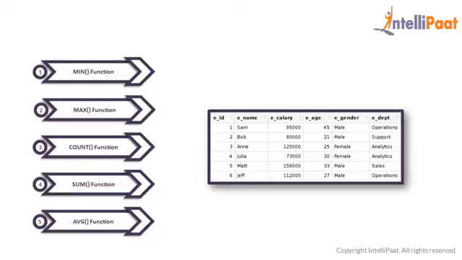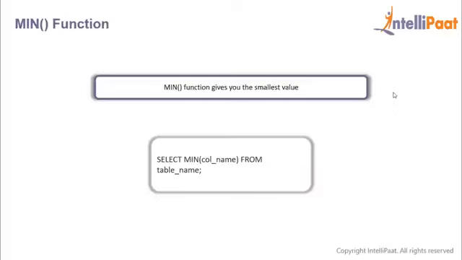Some basic functions in SQL. We'll look at the min function, max function, count function, sum function and average function. Let's start with the min function. The min function gives the smallest value in a column. Let's look at the syntax. First we give the select keyword, then the min function, and inside the parenthesis we specify the name of that column from which we are supposed to find the minimum value.